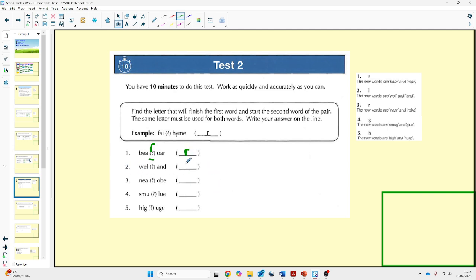Number 2, we're going to have an L because it's going to spell well and land. Number 3 is going to be R for near and robe. And then 4 is smug and glue. And then the last one is high and huge. So again, go down through. Hopefully you've got all of those. One thing you can do with this type of question as well is maybe to write the alphabet out and then use the letters and go through. In those, interestingly, they were all consonants, but also recognising that you can use the vowels as well.